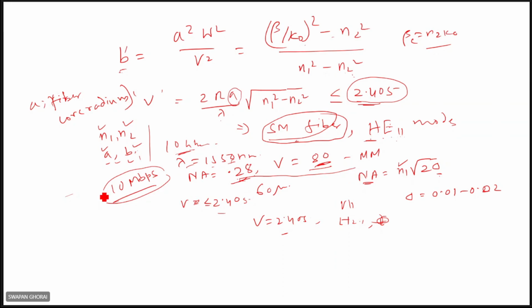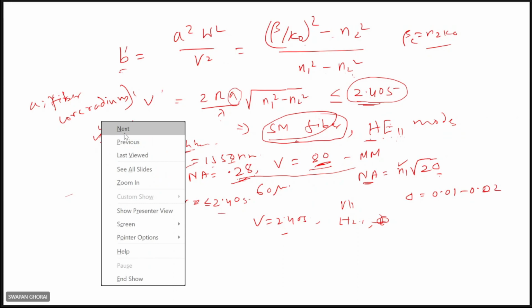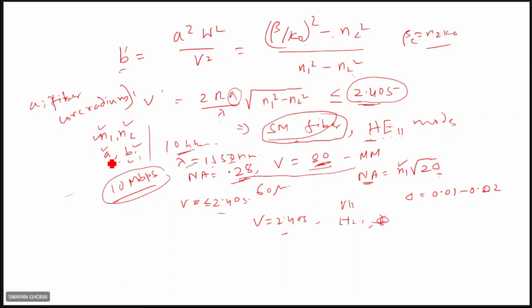Designing the fiber means you have to specify the values of n1, core refractive index, n2, cladding refractive index, core radius a and cladding radius b. So these 4 parameters you have to determine. Then that will be the fiber design. In this problem the numerical aperture is given, and you know the numerical aperture is n1 root over 2 delta. Delta is generally 0.01 to 0.02. So you can consider 0.01, since V equal to 80 is given.